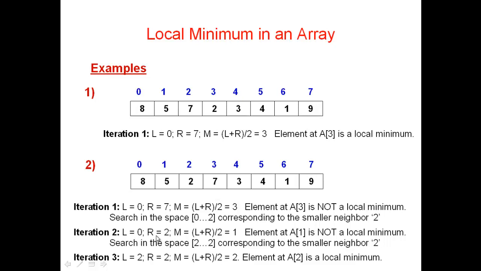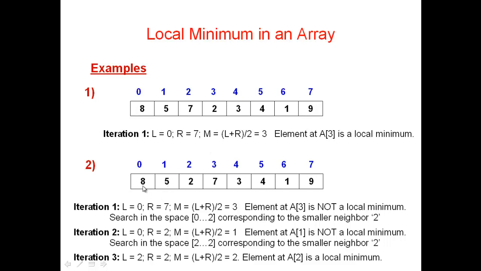So we set the right index to be middle index minus 1. So left index is 0, right index is 2. The new middle index is left index plus right index over 2, which is 1. The value at index 1 is 5. It is less than the value to its left, but greater than the value to its right. So that means 5 is not a local minimum. Now we need to decide whether to move to the left or right, and reduce the search space. You see that the element at middle index plus 1, which is 2, is less than the element at middle index minus 1, which is 8. So that means the local minimum will be towards the right of the middle index.